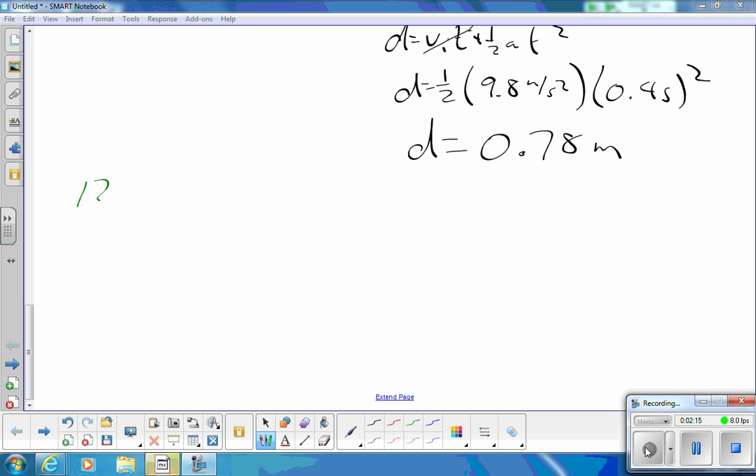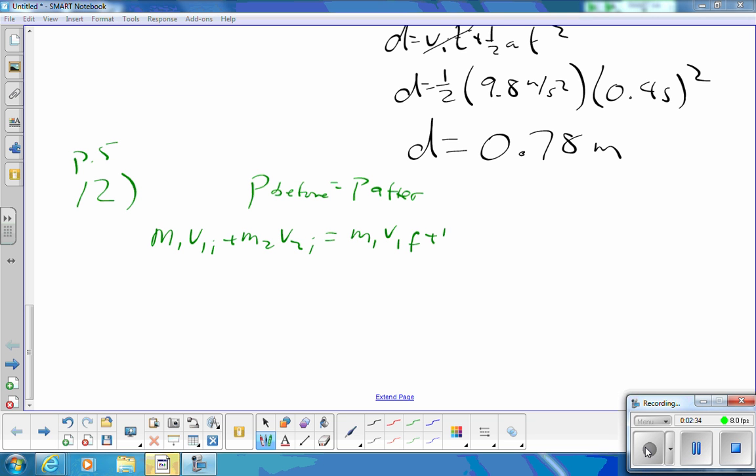So this is number 12, page 5, and I'm going to start off with P before equals P after, but I'm really going to start with the full version of that, which is M1 V1i plus M2 V2i equals M1 V1f plus M2 V2f. And now I'm going to read the question and see what they give me here.